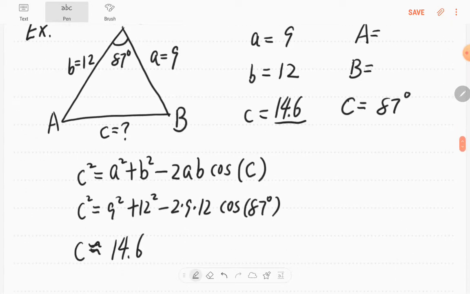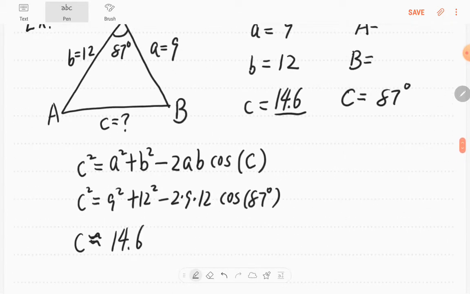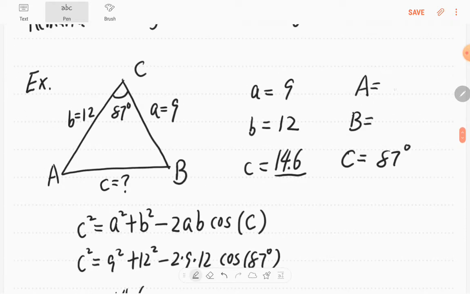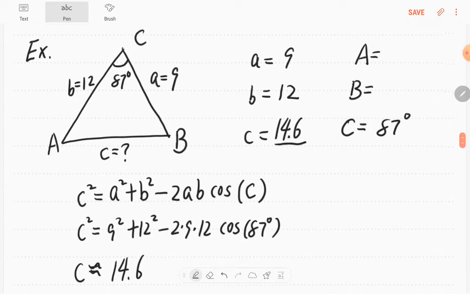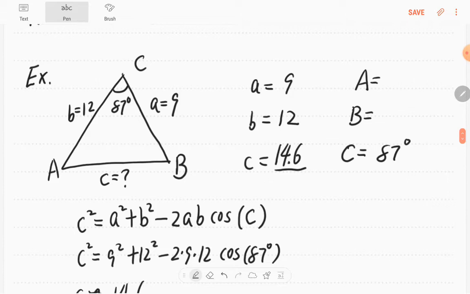So now another question. This was for the side c. If we want to find the angle A, what should we do? Some students may say, since we have a pair of opposite side and angle, which is side c and angle C, we can use the law of sines to calculate A.